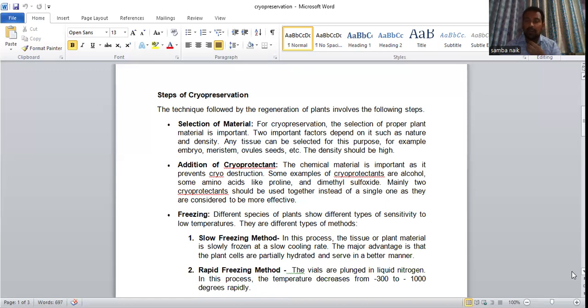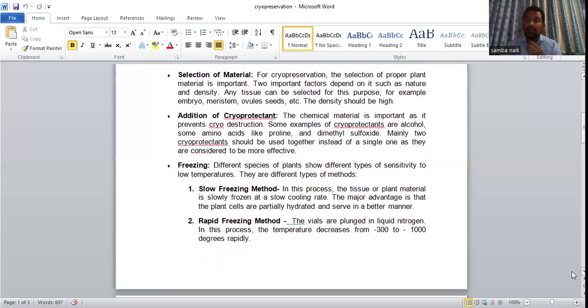What is the use of cryoprotectants? Cryoprotectants prevent damage from freezing. If we do not add the cryoprotectants, there is a chance for the material we take for preservation to attach together and form ice, leading to cell lysis and cell death. So definitely we have to add the cryoprotectants for the prevention of damage from freezing.